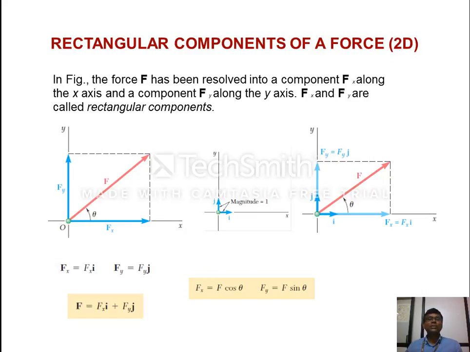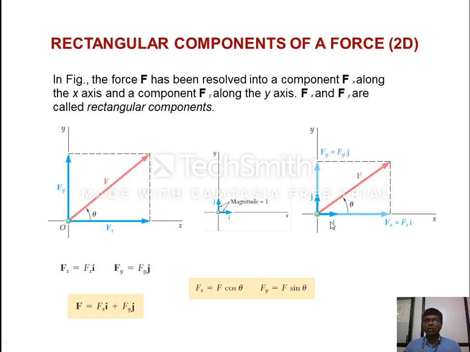So for Fx, i is the direction vector, and for y similarly j is the vector. So total force you can represent by Fx i plus Fy j. If you resolve this F into x direction and y direction, the magnitude of Fx is equal to F cos theta, and Fy is equal to F sin theta. These are the unit vectors and the magnitude is 1. So now you can resolve this into x and y direction.